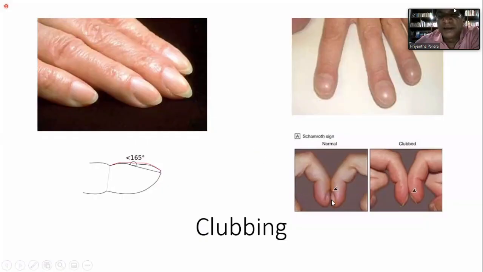So the important thing is to learn the physical sign, right? You keep the two fingers together, right? You find a gap there, but the gap gets lost like that. And then progressively the nail becomes more prominent. The exact mechanism of this is not clear. It's thought that vascular proliferation underneath the nail bed is responsible for this. Increased proliferation of blood vessels there is the reason for this clubbing, right?